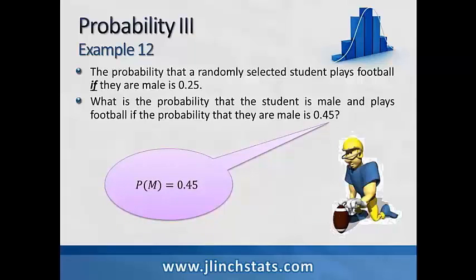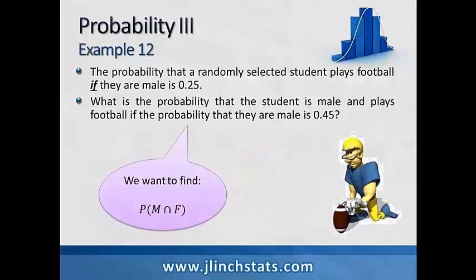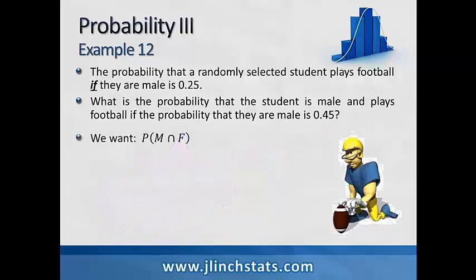The probability that a student is male is 0.45. We want to find the probability that the student is male and plays football. We're going to let the event F be the student plays football. We're going to let the event M be the student is male.